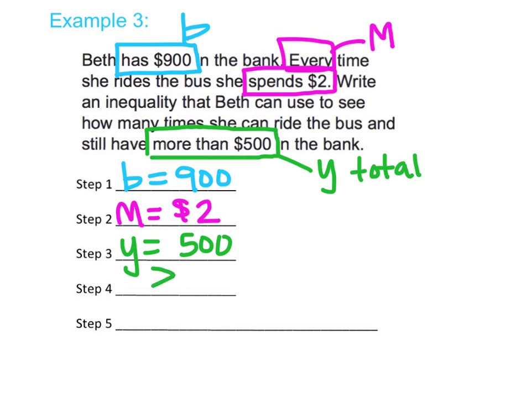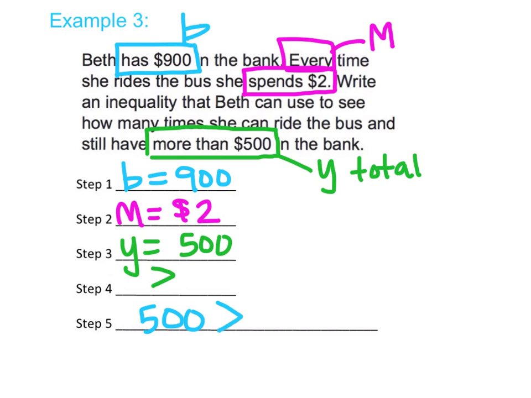This question does not also say the words to put the equal sign. It doesn't say at least. It just says I have to have more than 500. So I am going to keep this symbol just like it is. If I start entering in my numbers for my equation, 500 takes the place of y. We already know we're using the greater than symbol.